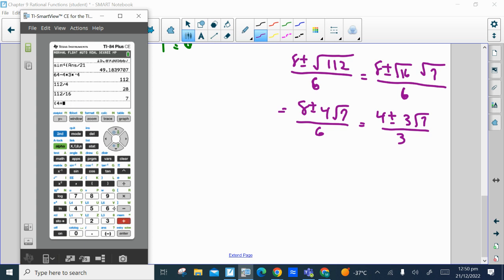So the first one will be 4 plus 3 root 7, all in brackets, divided by 3. Whoops. Oh, yeah, it should be 2. Yep, thank you. Let me fix this, though. It should be 2 root 7. Absolutely. Divided by 3. So that gives us the 3.1 answer that we got on our calculator.